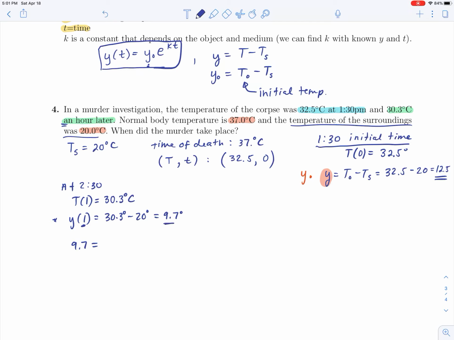So 9.7 equals 12.5 times E to the KT. T is 1, so this will just be E to the K. So E to the K equals 9.7 divided by 12.5, and K is natural log of 9.7 over 12.5, which is approximately negative 0.25.